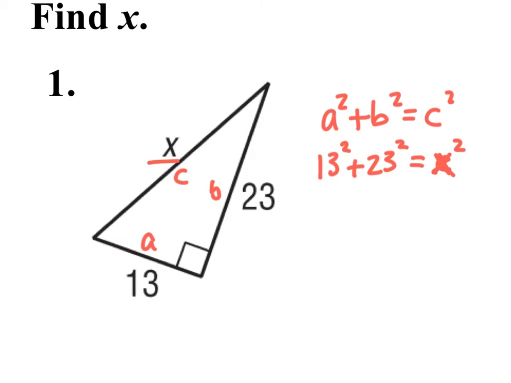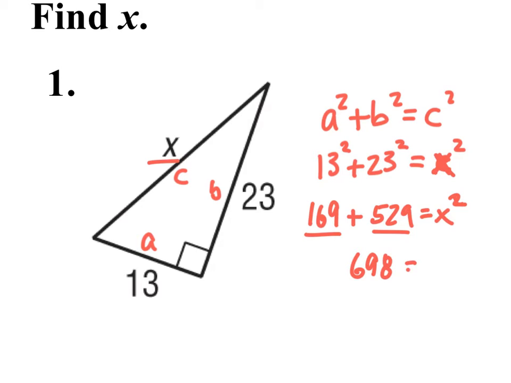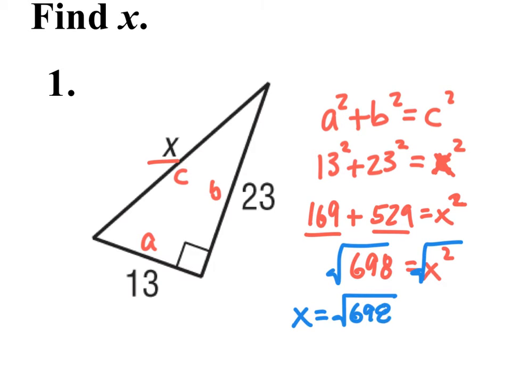If I take 13 squared, that's going to give me 169, plus 23 squared is going to give me 529, is equal to x squared. Then I'm going to combine my like terms here. So 169 plus 529 gives me 698 is equal to x squared. Now, if I want to solve for x, I want to take the square root of both sides. And so you get that x is equal to the square root of 698.